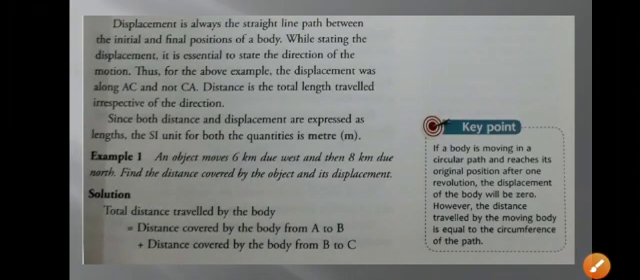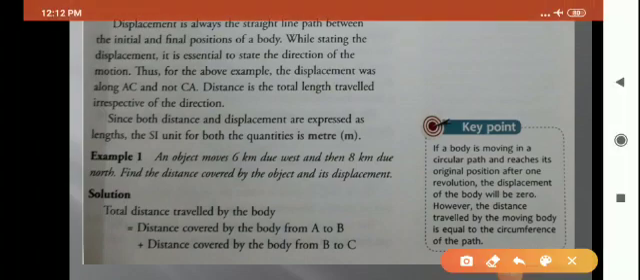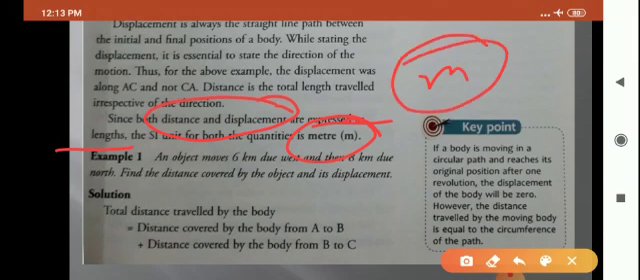Now, children, coming to the next thing: the SI unit of distance and displacement. Since distance and displacement are both expressed in the form of length, the SI unit of both is the same, that is meter, small m. One more thing, children, do remember all the units, because in the exam you have to write units also.